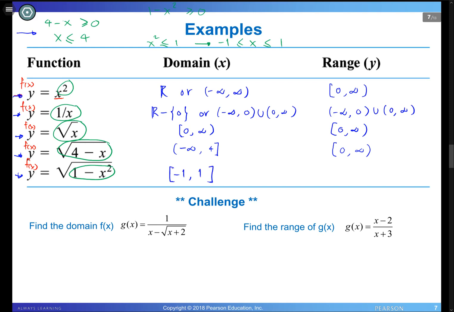Okay, so we have the square root. Definitely, this one has to be greater than or equal to 0 with the square root. So I know for sure that with the square root, it can't be negative. But can it get really big? Let's ask ourselves: can this last one, the y value, be really big? Well, let's take a look here.